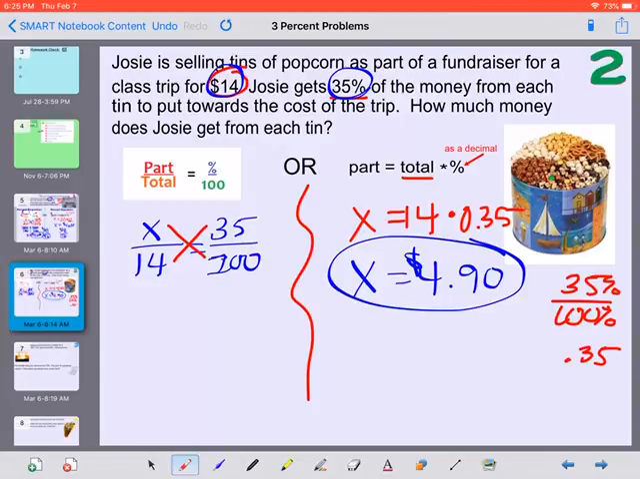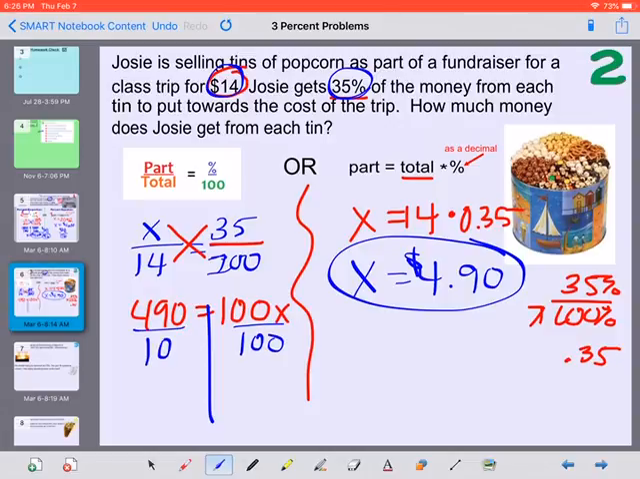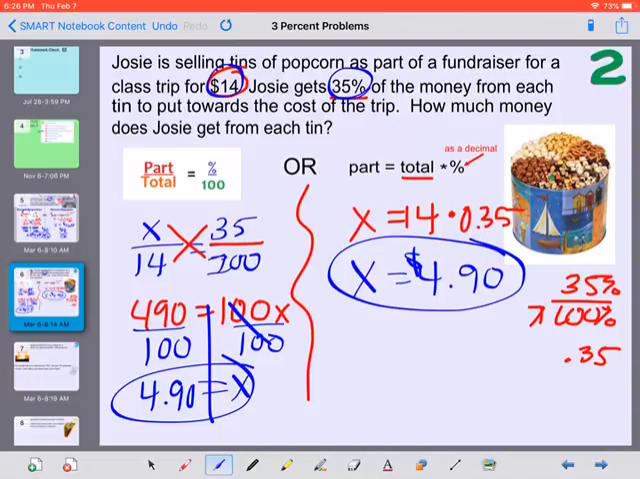So we really are at some point dividing by 100. It's either here or when we convert our percent to a decimal. So 35 times 14 gives us 490. 100 times x is 100x. If we divided by 100 to get x by itself, we still get 4.9, or 4.90. So that's how much she gets to put towards her fundraiser.